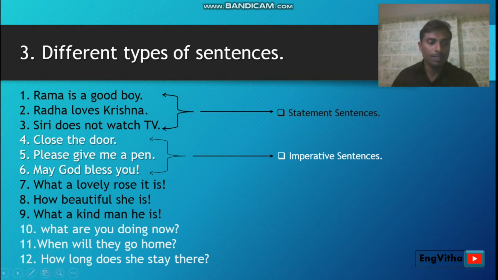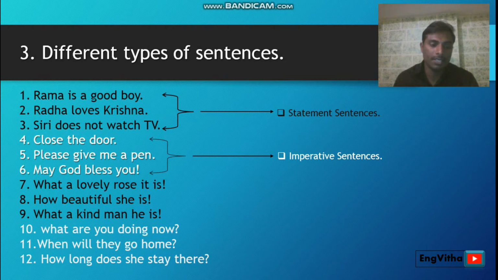And the remaining ones, from seventh to ninth: What a lovely rose it is, how beautiful she is, what a kind man he is. If you observe these three sentences, you would find the situation where we could use these kinds of sentences.